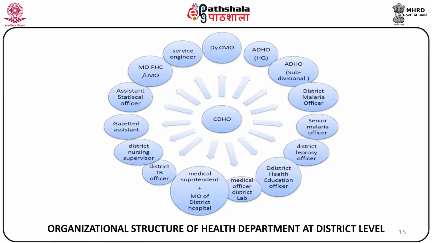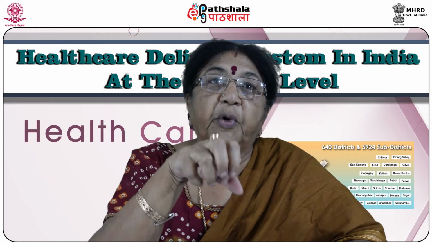Now, this is the organizational structure of a health department at the district level, wherein you have the deputy CMO, you have the ADHO, he is assisted by the district malaria officer, and they have a senior malaria officer, the leprosy officer. The district health education officer is a very important thing because he has to see that the education, mass education of the public is an ongoing process. Without mass education, without mass communication, it is not possible to spread knowledge of these diseases so that people are aware and report in time.